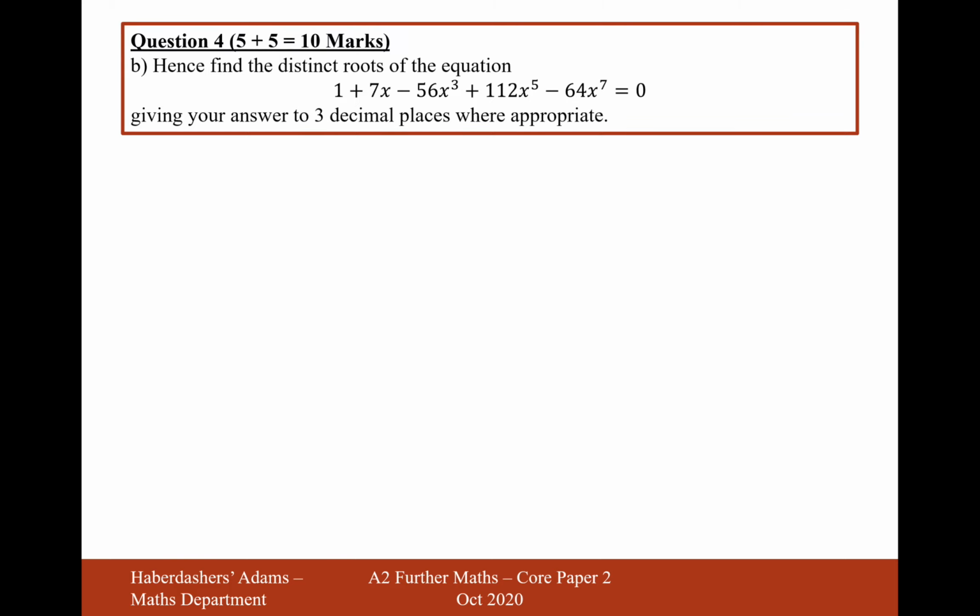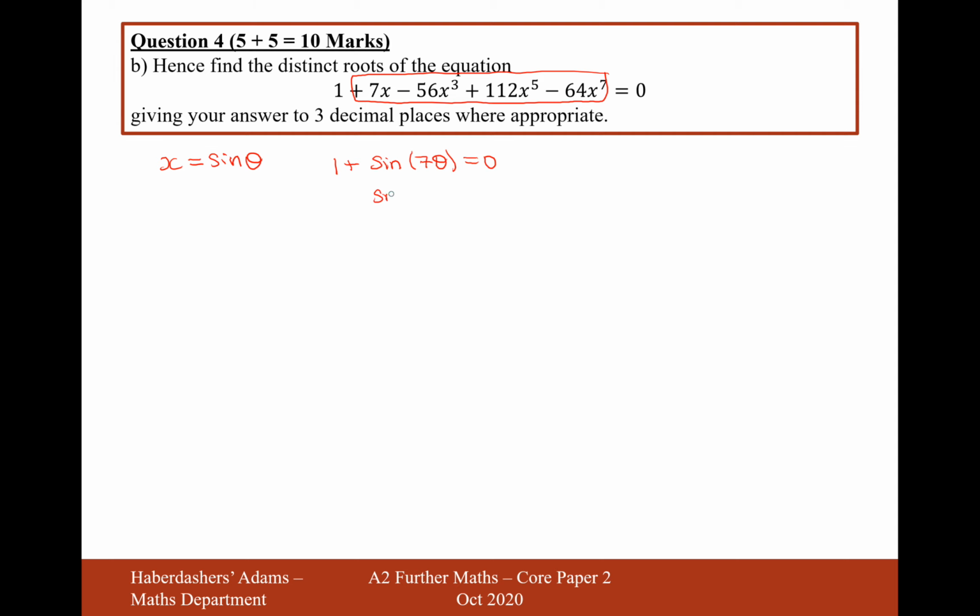Okay, so part B is hence find the distinct roots of the equation 1 plus 7x minus 56x cubed plus 112x to the power of 5 minus 64x to the power of 7 equals 0, giving your answer to 3 decimal places where appropriate. Now, if I substitute in x equals sine theta, then all of this expression here will turn into the equation we had before, so then the whole thing basically becomes 1 plus sine 7 theta equals 0.